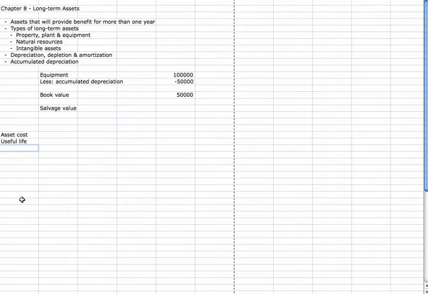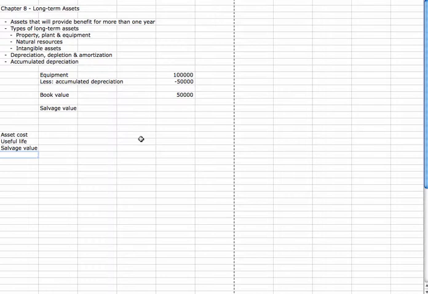Then finally, the last one is what we call the salvage value. Now, the salvage value, also known as the residual value, those two terms are the same. Salvage value and residual value basically says how much is this asset going to be worth at the end of the useful life of the asset. So as we go depreciate this asset, we have to stop depreciating when the salvage value equals the book value. Now, probably the best way to illustrate this is by going into some problems.